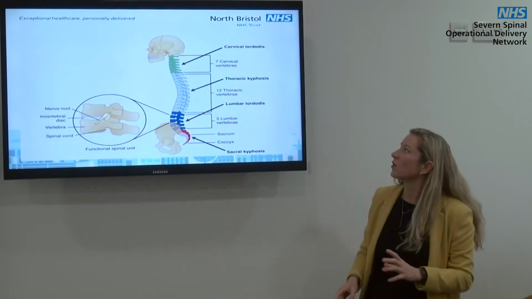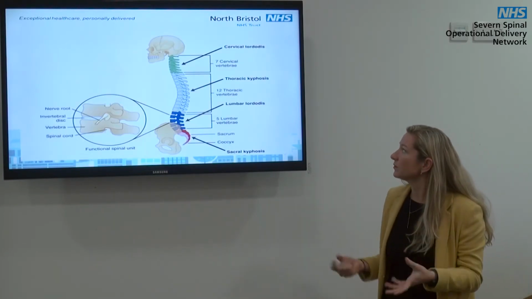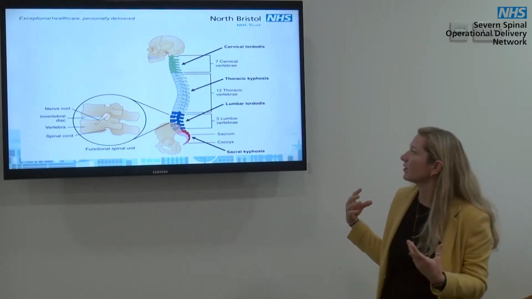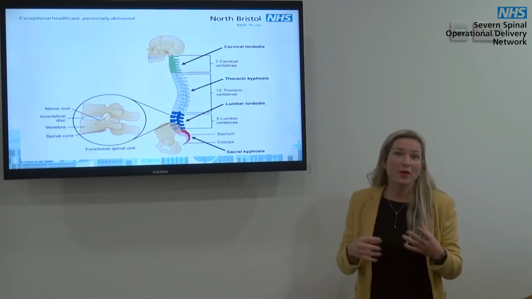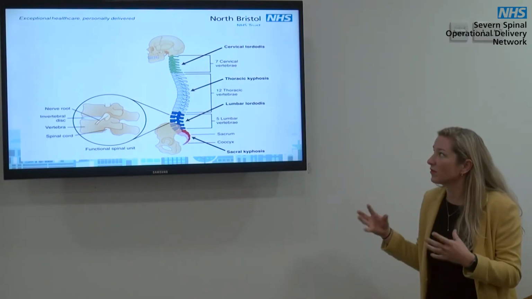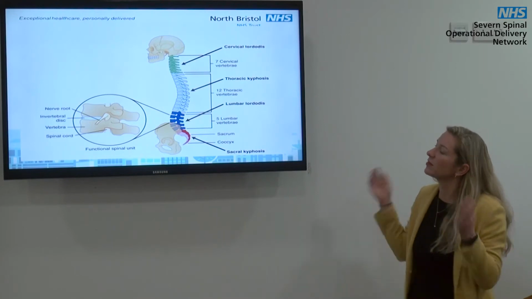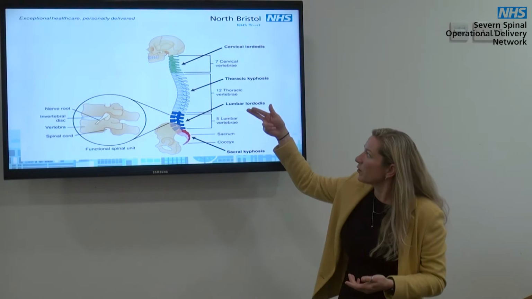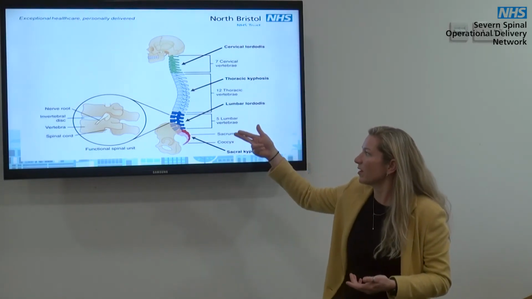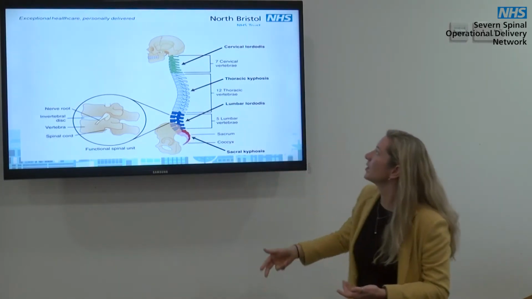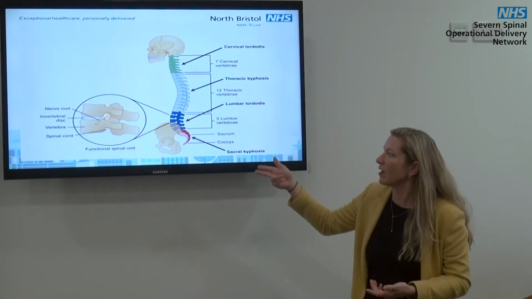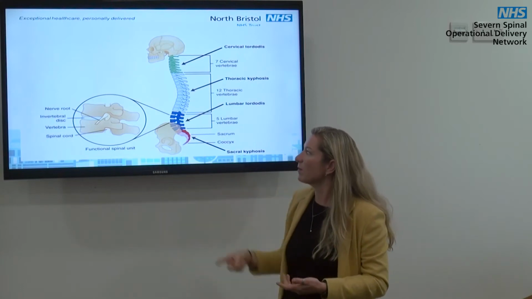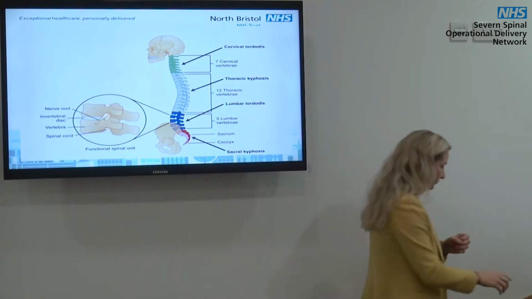So we've got 7 cervical vertebrae, 12 thoracic vertebrae, 5 lumbar vertebrae, and the sacrum and the coccyx. Sometimes you can have different numbers of vertebrae when you've got congenital anomalies, but this is the standard that we all learn. Each area where two vertebrae meet together is called a functional segment. So between, say, vertebrae 6 and 7, that would be called a single functional segment. And this is where the nerve comes out and the spine comes down the middle.